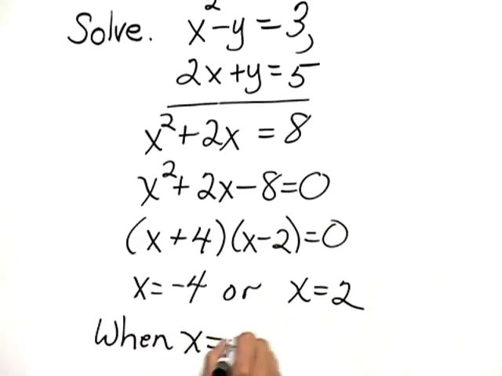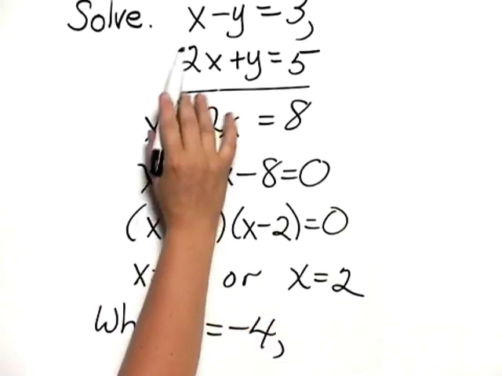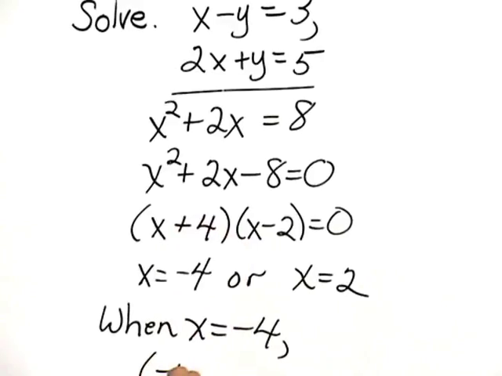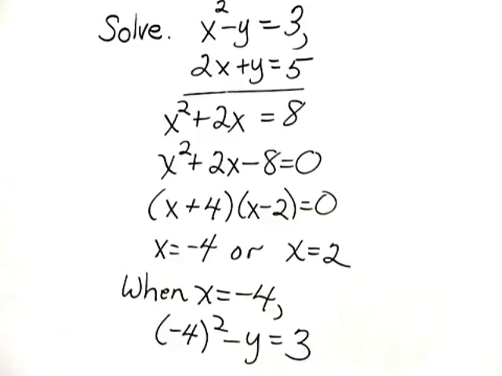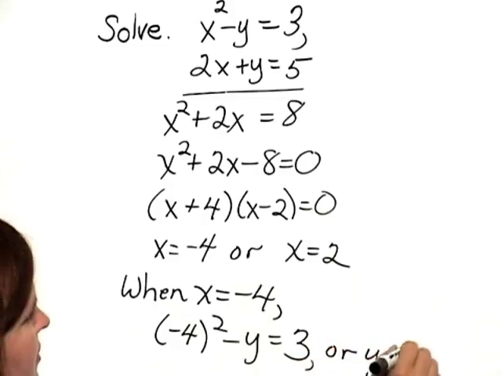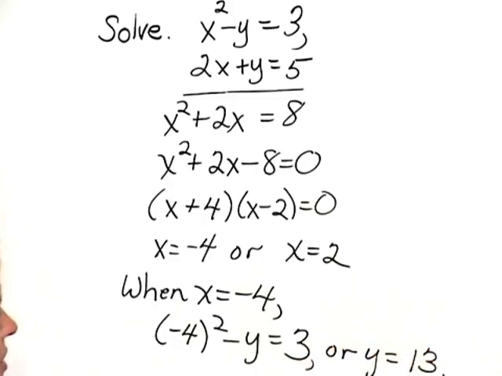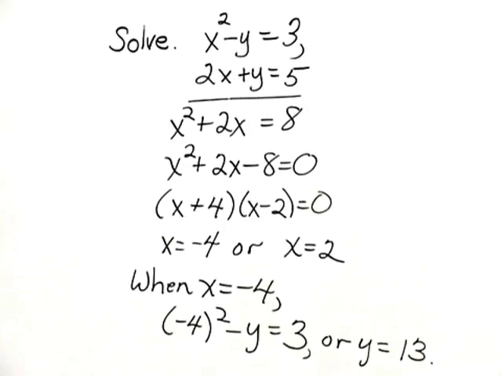What is y? Well, from the first equation, we would have negative 4 squared minus y equals 3, or 16 minus y equals 3. So y would be 13. And that gives us one solution, negative 4, 13.